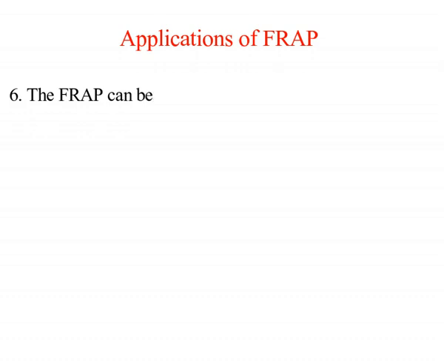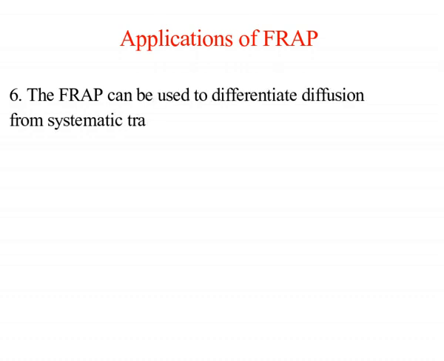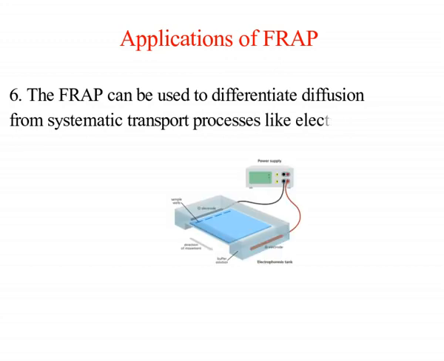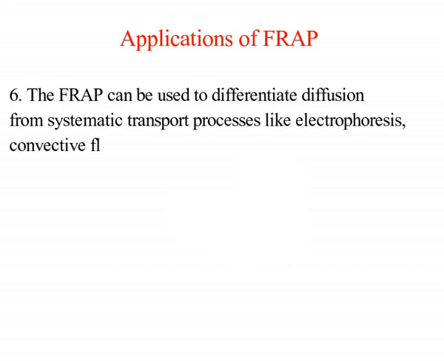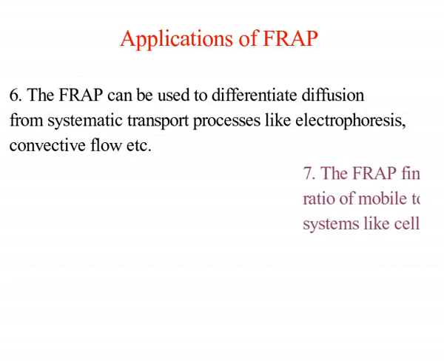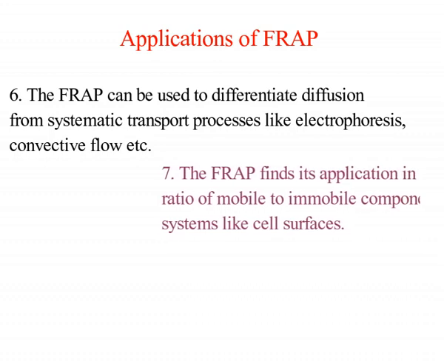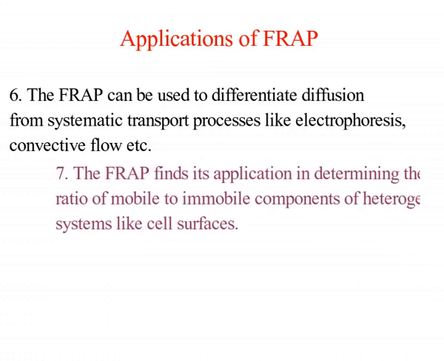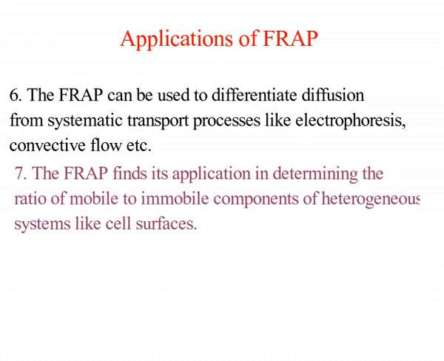FRAP can be used to differentiate diffusion from systemic transport processes like electrophoresis, convective flow, etc. FRAP finds its application in determining the ratio of mobile to immobile components of heterogeneous systems like cell surfaces. Another modification of FRAP is inverse FRAP.